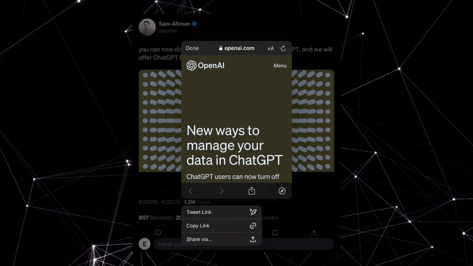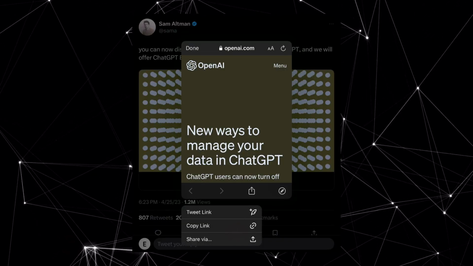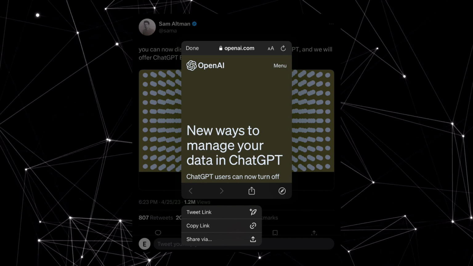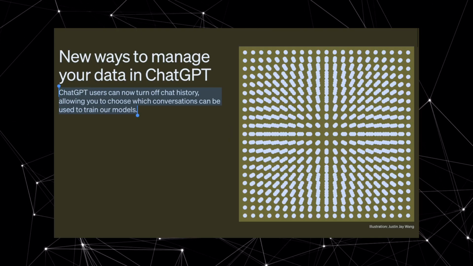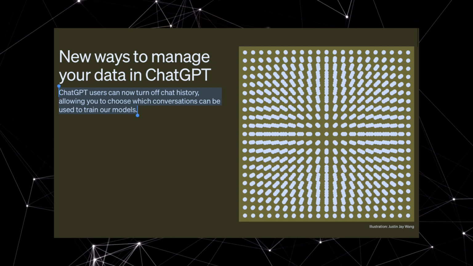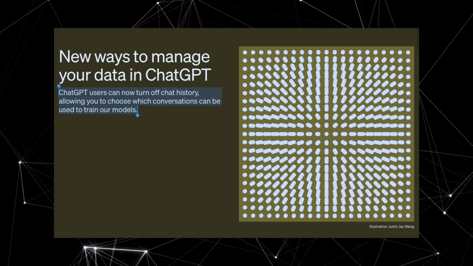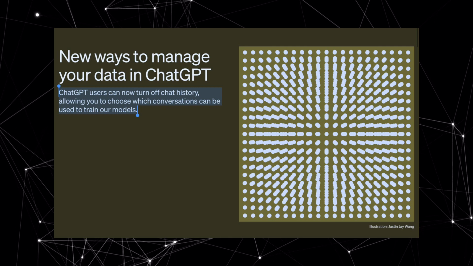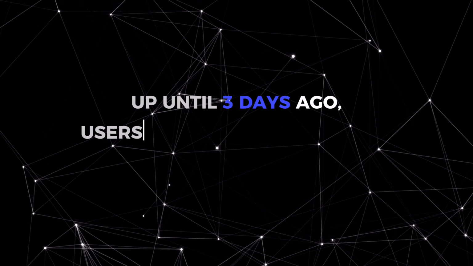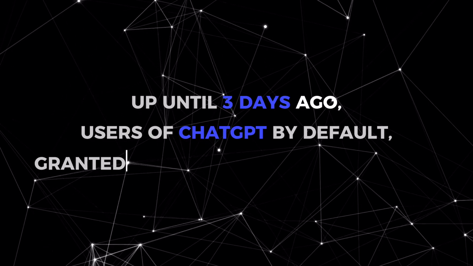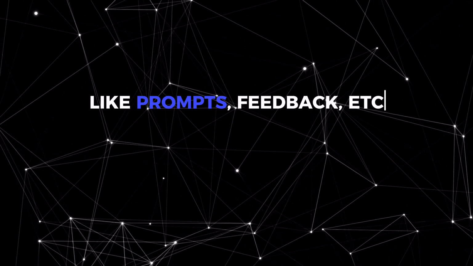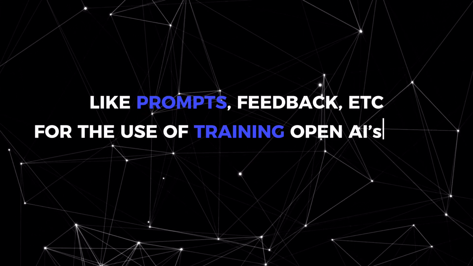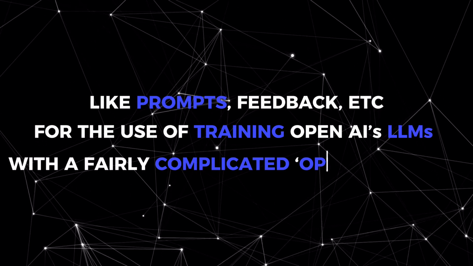The tweet from Altman links to the "New Ways to Manage Your Data in ChatGPT" blog post by OpenAI, which starts off by saying, "ChatGPT users can now turn off chat history, allowing you to choose which conversations can be used to train our models." For some background, up until 3 days ago, users of ChatGPT by default granted OpenAI access to their data, like prompts, feedbacks, etc., for the use of training OpenAI's LLMs with a fairly complicated opt-out option.